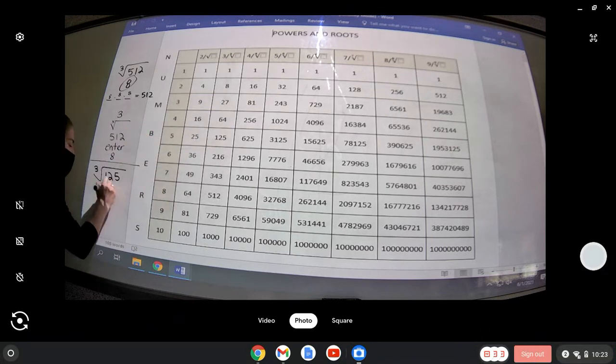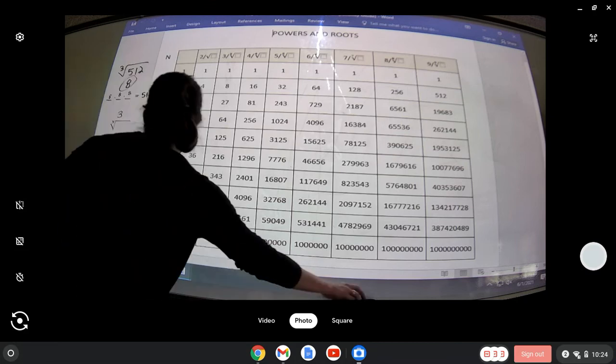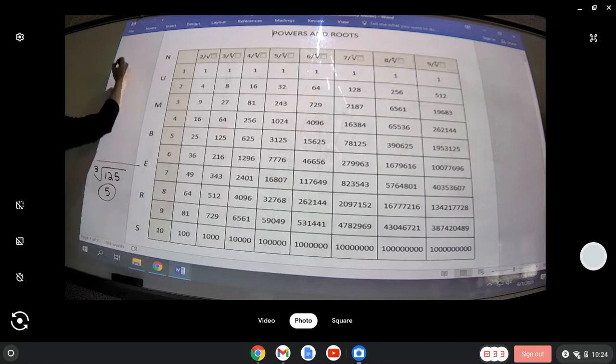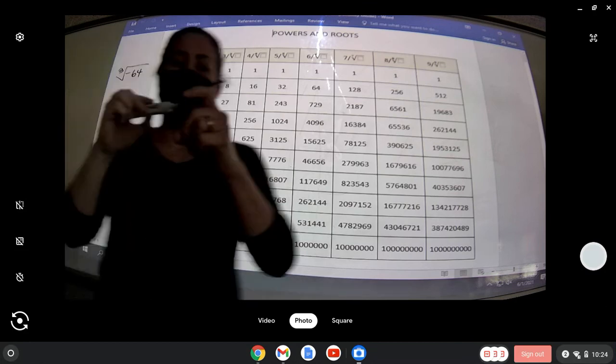So the third root of 125 is 5. All right, go to the next example. The next example is, what's the third root of negative 64? Well, guys, time out.